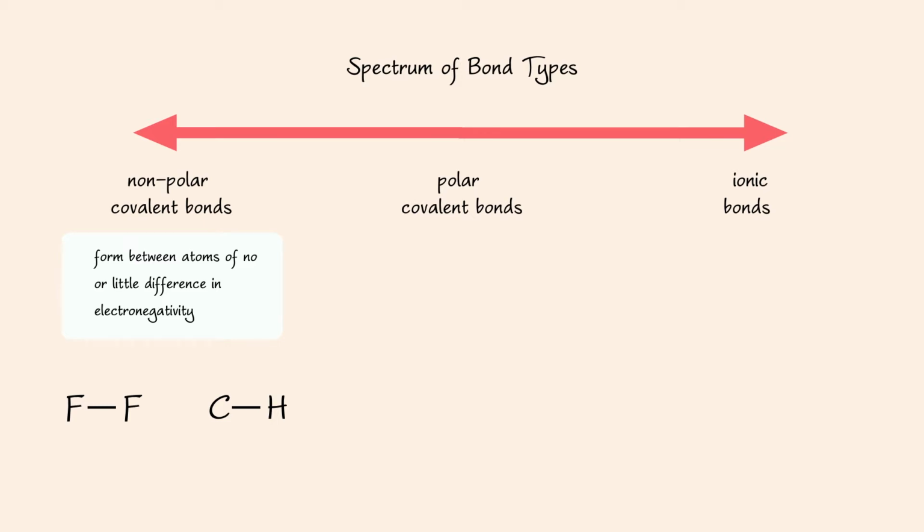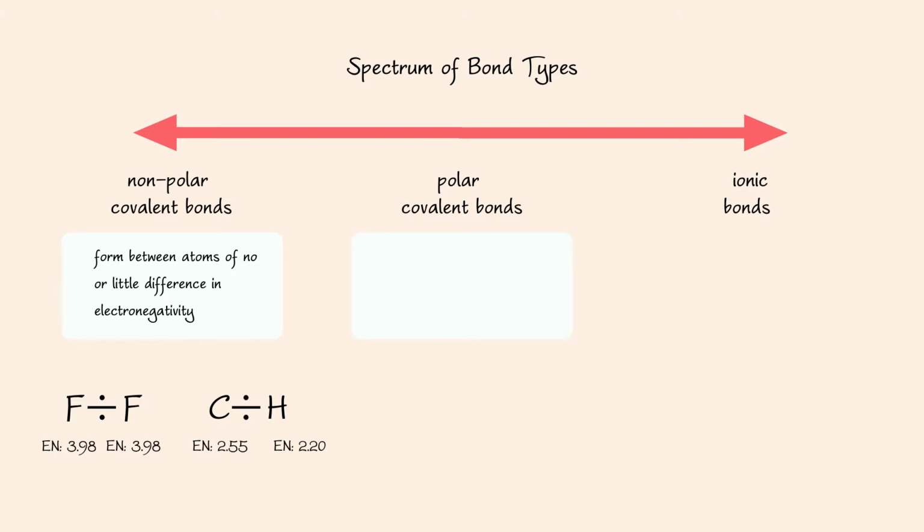Because the electronegativity is the same for both fluorine atoms, the electrons will be shared equally in the middle. The small difference in electronegativity between carbon and hydrogen also means the electrons will be shared equally in the middle.